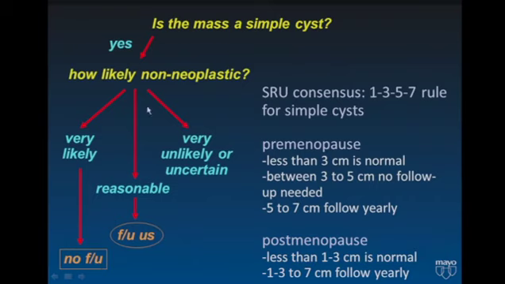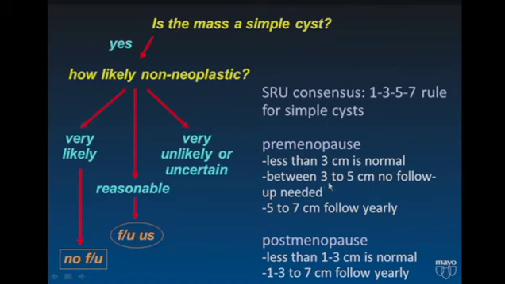On the other hand, if it's reasonably a non-neoplastic cyst, but might be a benign neoplasm, follow-up ultrasound would be useful. And finally, if it's unlikely to be a non-neoplastic cyst, then we might pursue some other imaging. And the rules that have been established on ultrasound are well articulated in the paper that came out from this panel. But essentially, a premenopausal patient who's less than 3 centimeters in size in terms of having an adnexal simple incidental cyst really does not need any follow-up.